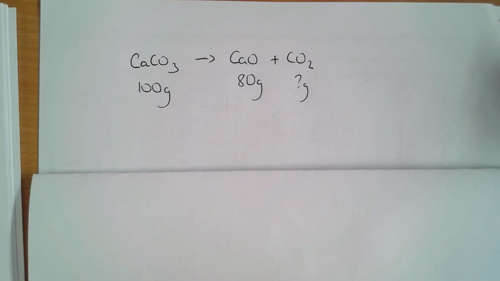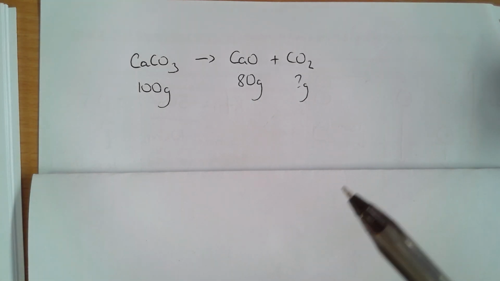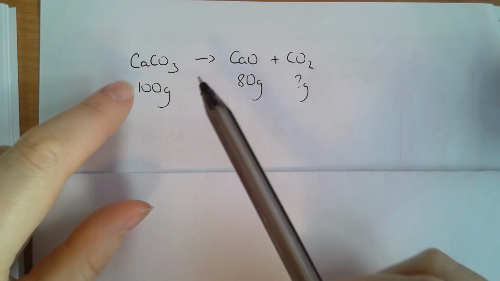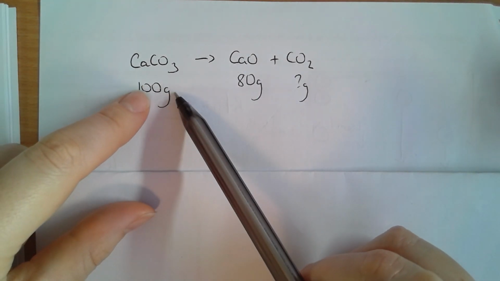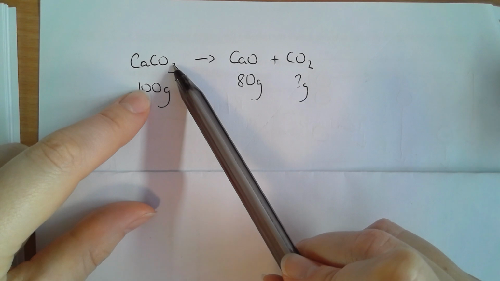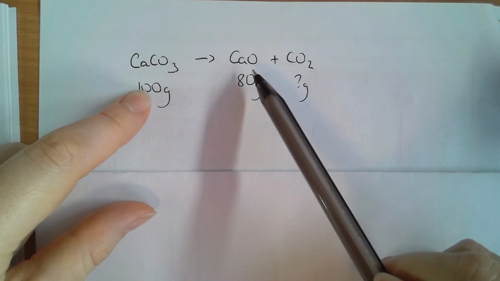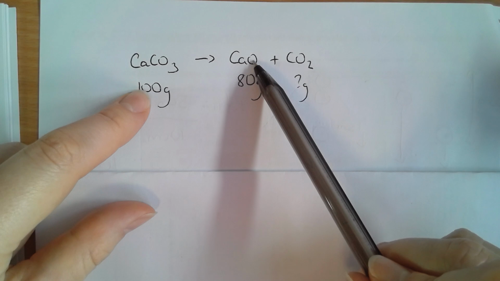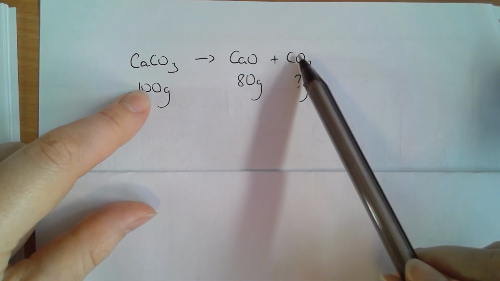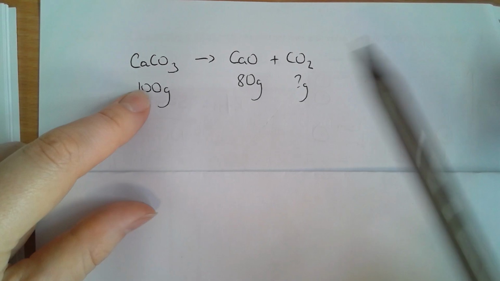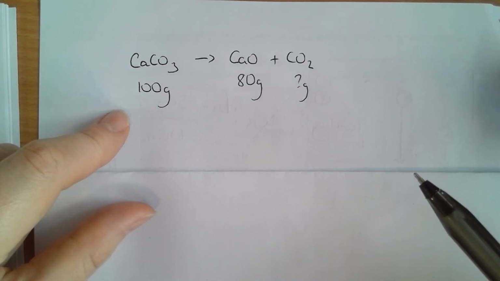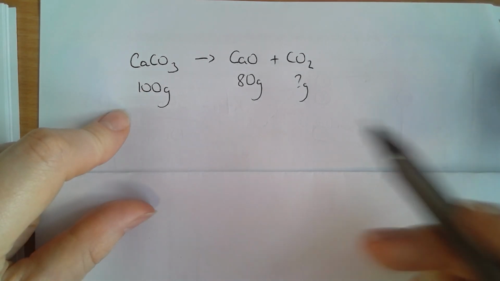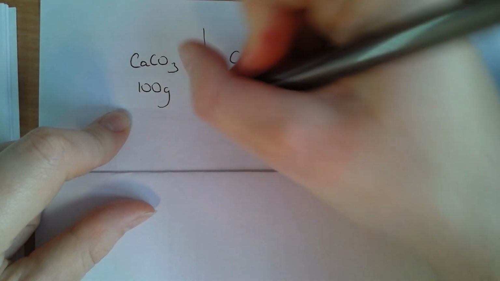Okay, so in this video we are going to run through some mole calculations, and the first example I've got here is actually really simple. I'm telling you that you're starting out with 100 grams of calcium carbonate. I'm telling you it breaks down to give you 80 grams of calcium oxide, and I want to know how much CO2 you make.